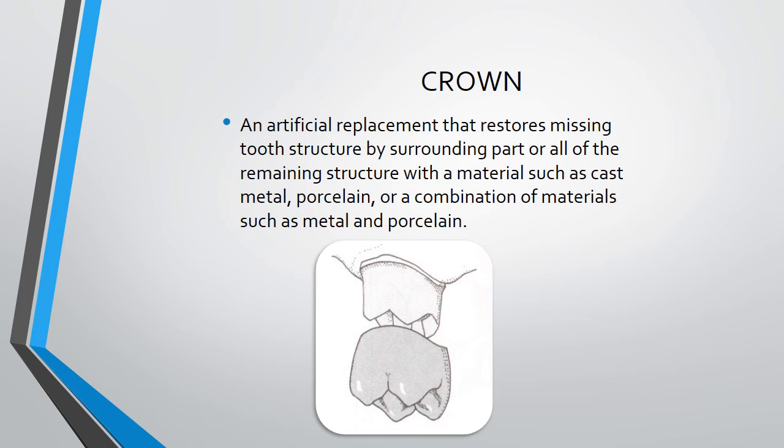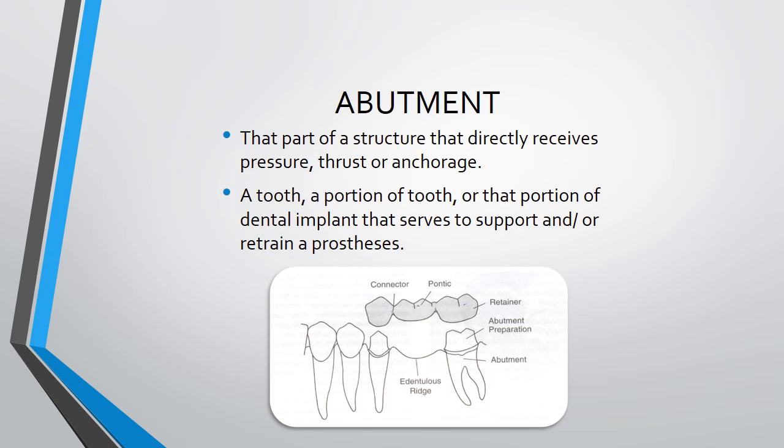The crown can be defined as the artificial replacement which covers all the surfaces of the prepared tooth structure. The crown is defined as an artificial replacement that restores the missing tooth structure by surrounding a part or all of the remaining structure with a material such as a metal, porcelain, or combination of materials such as porcelain fused to metal. Whatever restoration we fabricate, whether it is a crown, inlay, onlay or post, any extracorporeal restoration we fabricate that will be luted on a prepared tooth, that is called abutment.